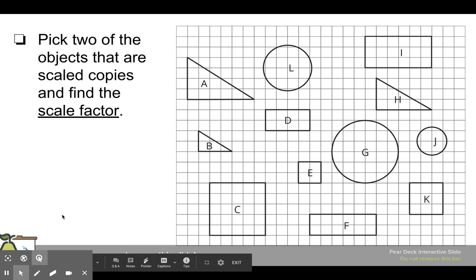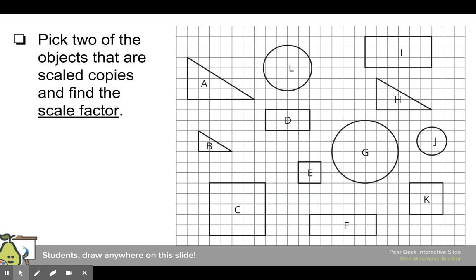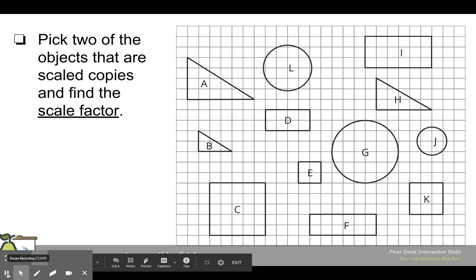So now we want to pick two of the objects that are scale copies and find the scale factor. So let's take some time for everybody to choose. Either you want to use A and B, you can use C, E, K, or you can use D and I and determine what do you think the scale factor is for any one of these pairs. So let's pause the video here and allow you guys to think through some of these answers.